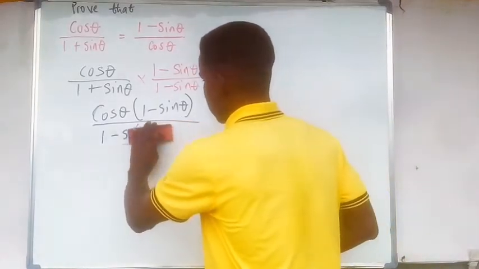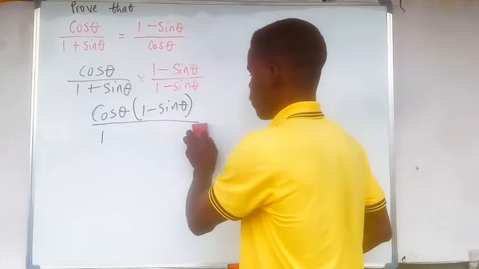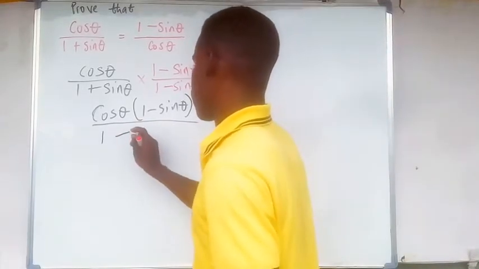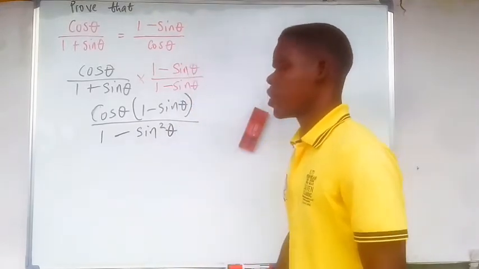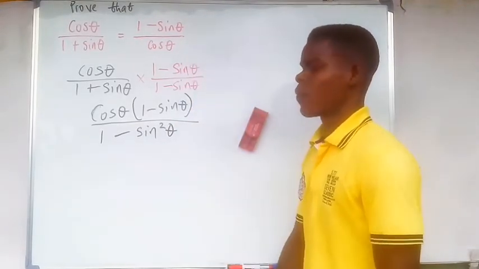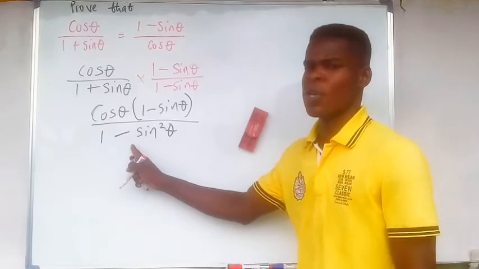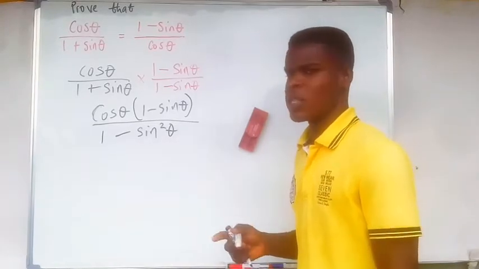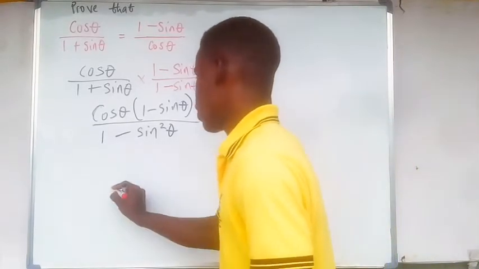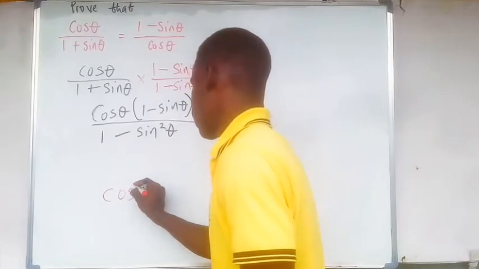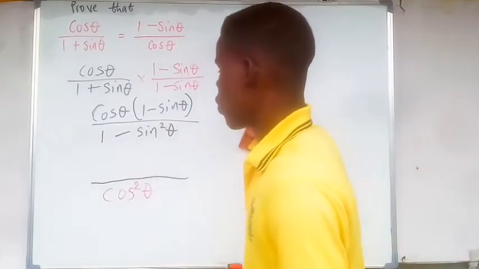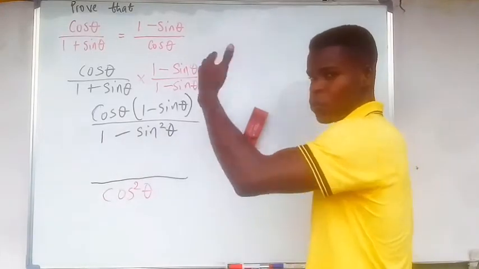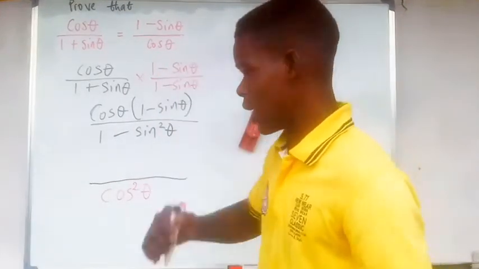So I can just write it that way: 1 minus sine squared theta. From here, I observe that this denominator, 1 minus sine squared theta, is the same thing as cosine squared theta. Yes, from our basic trig identities, we know that 1 minus sine squared of an angle is cosine squared of the same angle.